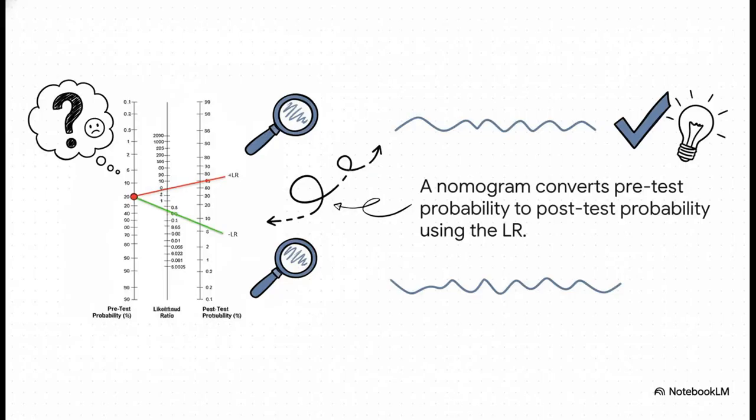A nomogram is basically a clinical cheat sheet for using these likelihood ratios. It's super simple. You find your pretest probability on the left, you draw a straight line through the likelihood ratio of your test in the middle, and bam, it points you directly to your new post-test probability on the right. It's such a quick way to see exactly how much that test result should change your thinking.